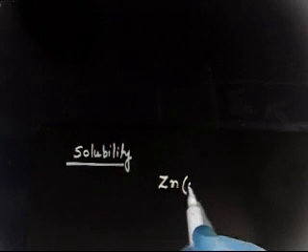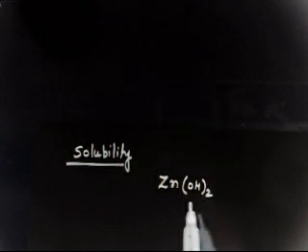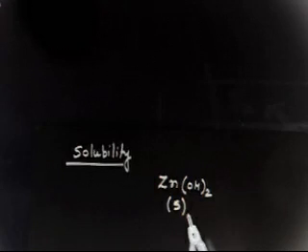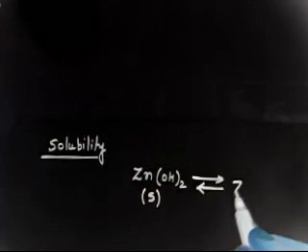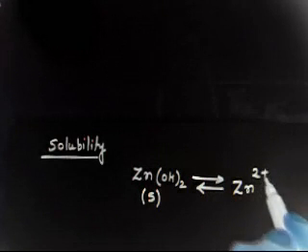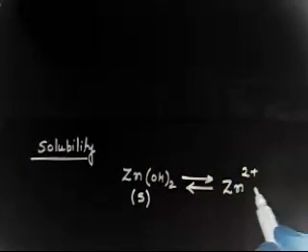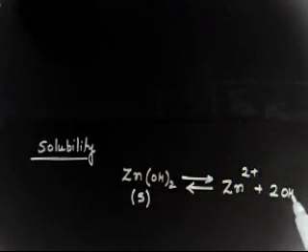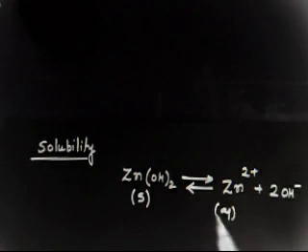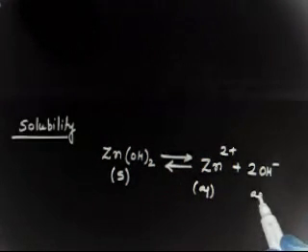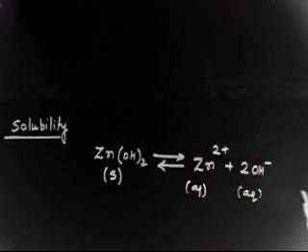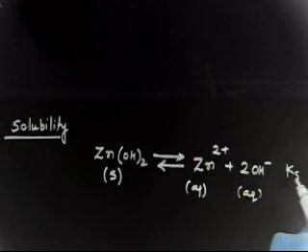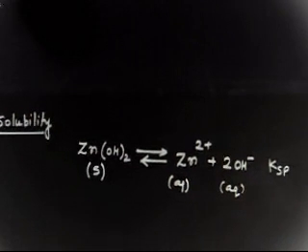First, let me write the first equilibrium: Zn(OH)2, this is a solid, and it can dissociate into Zn2+ and 2OH minus. This is aqueous, of course this is also aqueous, and Ksp is given for this reaction. I will give you the value also.